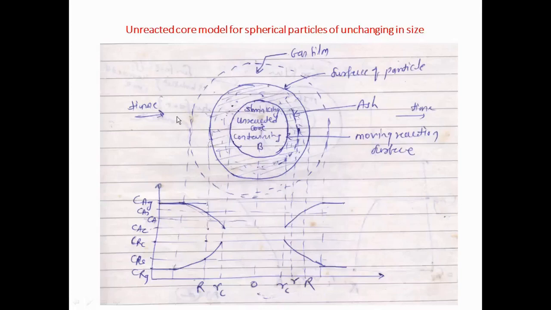Then it reaches the bulk of the gas. Here is the diffusion through the gas film, from the surface of the solid to the bulk of the gas, and the concentration of R measured in the bulk of the gas is CRG. So this is the concentration profile of the reactant A and of the gaseous product. This is the unreacted core model of a spherical particle of unchanging size. There are five steps, and we will see these five steps of the unreacted core particle.